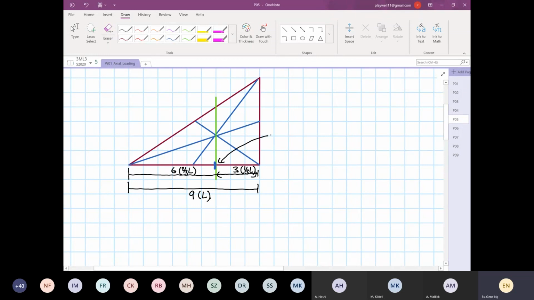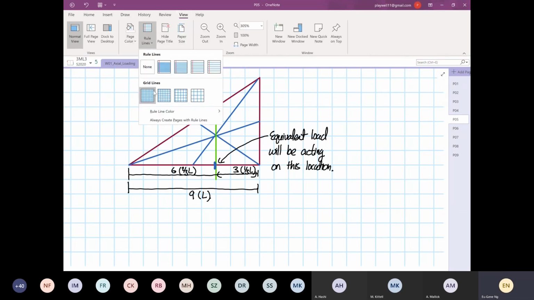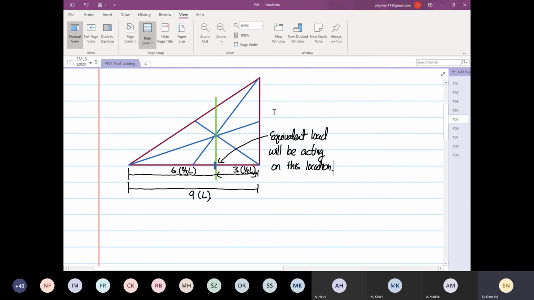So the equivalent load will be acting on this location. Okay, so that's the reason why. So now you know why. Any questions so far before I go on?